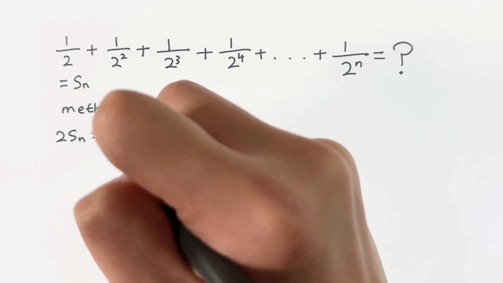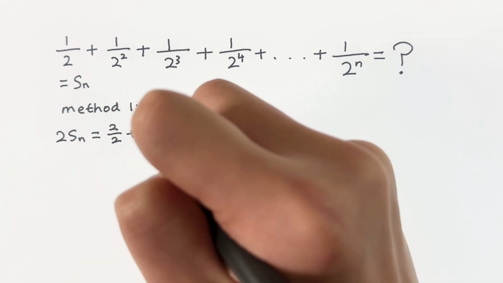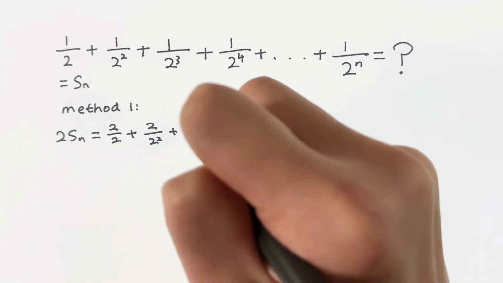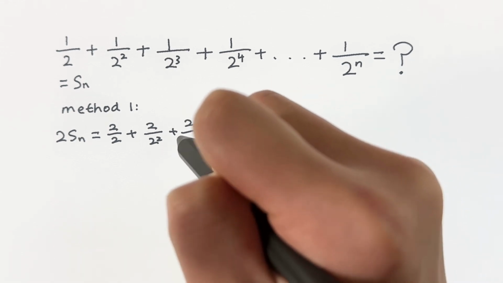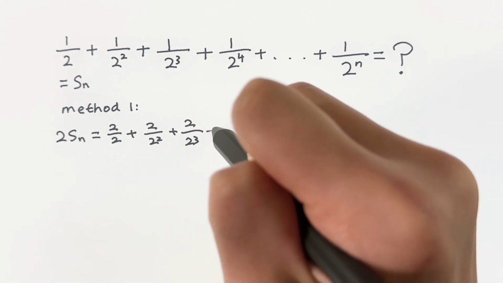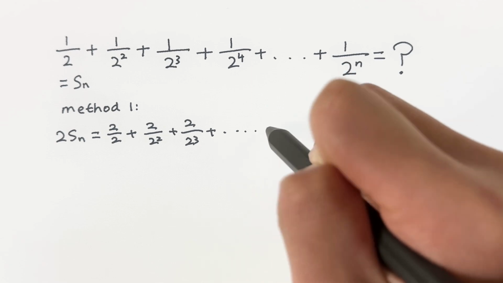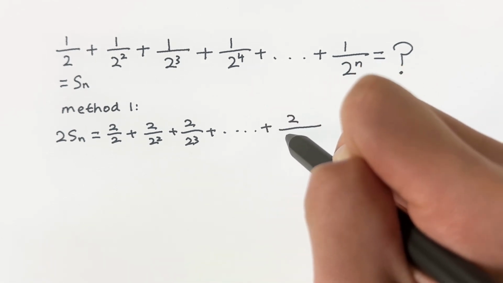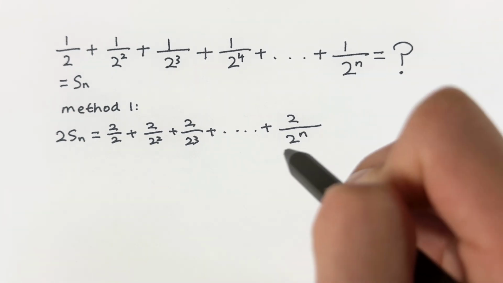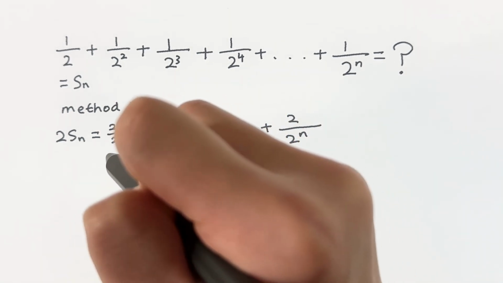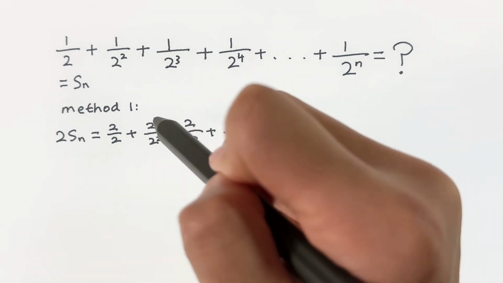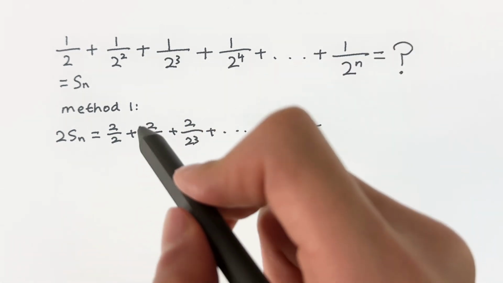equals to 2 over 2 plus 2 over 2 squared plus 2 over 2 cubed plus all the way to 2 over 2 to the power of n. And then we notice that this part, these cannot be simplified.